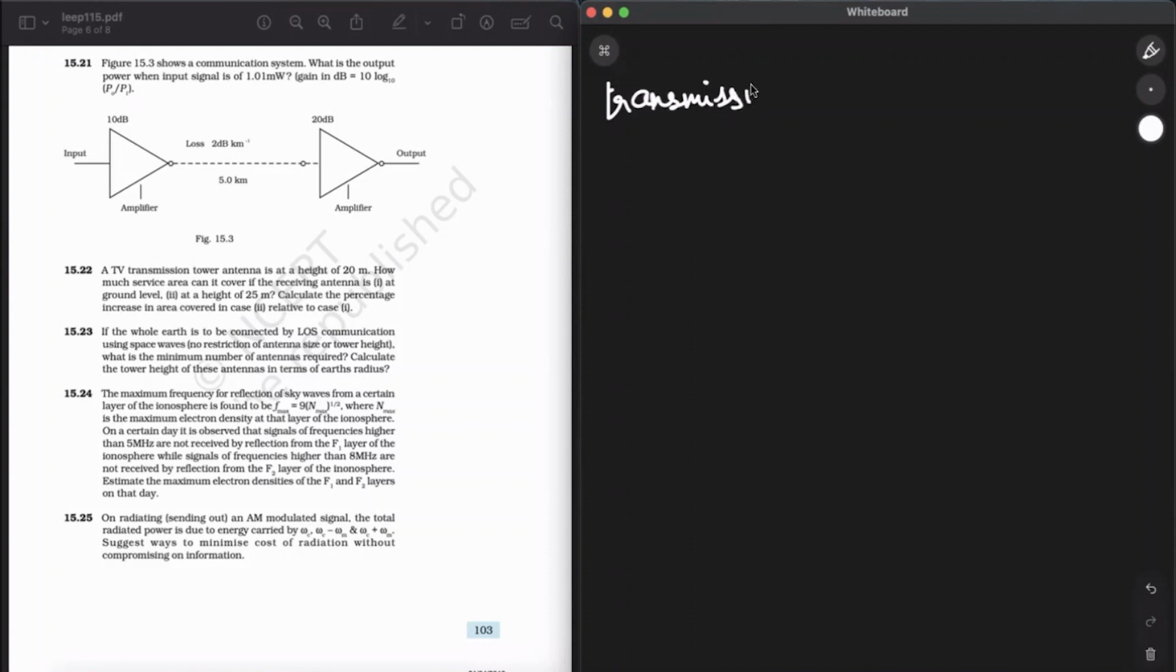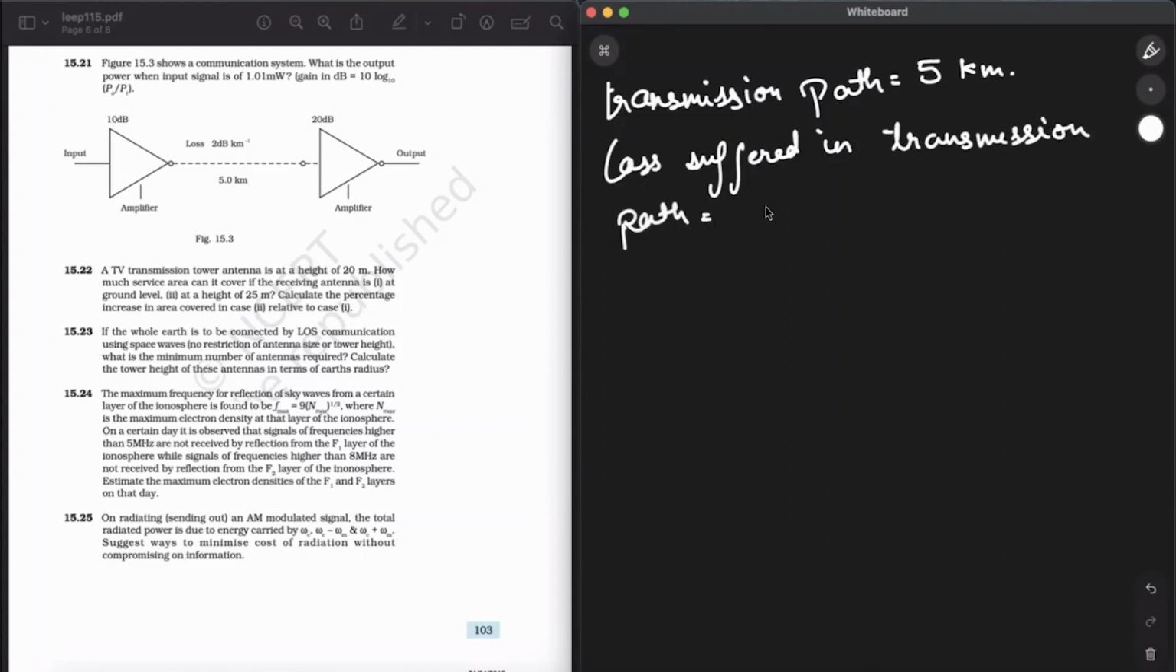Transmission. So first comes the transmission path, whose length is 5 kilometers. Loss suffered in the transmission path: the loss is -2 decibel per kilometer, and the length is 5 kilometers. So the loss that has been suffered is -10 dB.